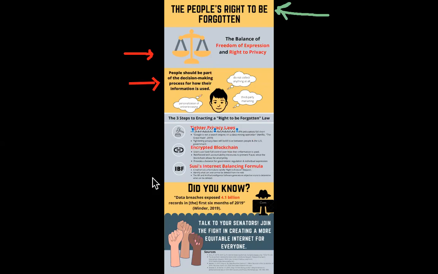And then the probing question. So this is another aspect of the layout, the probing question. So did you know data breaches exposed 4.1 billion records in the first 6 months of 2019? So you're asking the probing question, the important thought-provoking questions the audience needs to realize in order to see the seriousness or the exigency of the issue at hand.